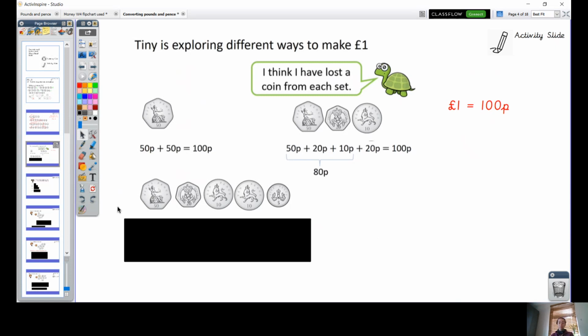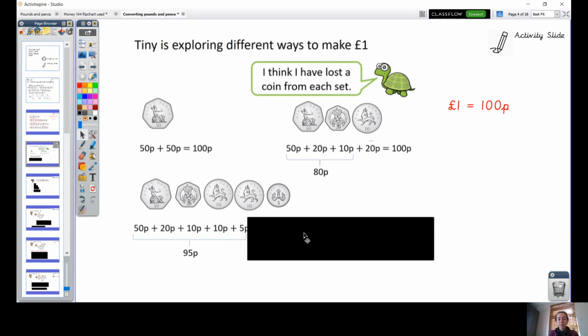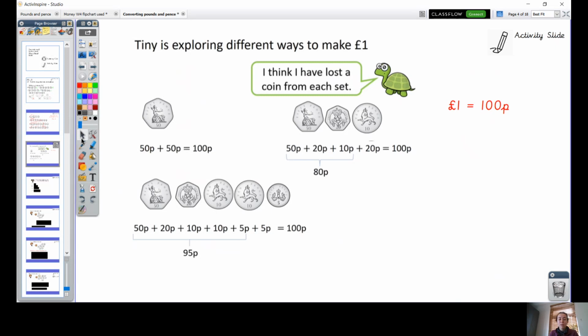Let's have a look at this last one now then. So we're going to add up what he's got so far. So 50, add 20, add 10, add 10, add 5. That's 95p in total. How much more does Tiny need to make 100? Yeah, he needs 5p more. So he's missing the 5p from that set.